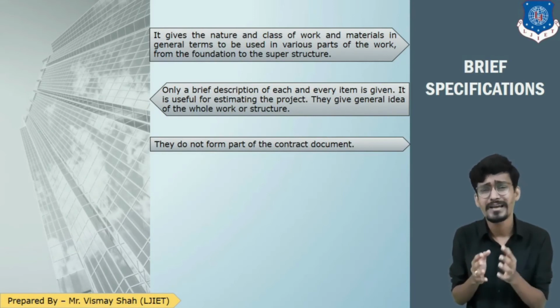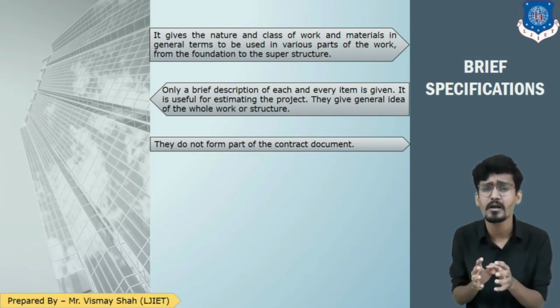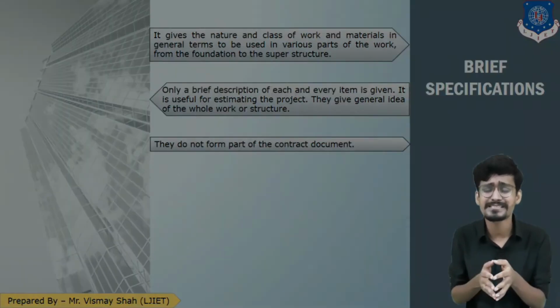So I hope we are clear about the brief specification. In summary, I can only say that a brief specification gives the outline, the general overview of the work. On the basis of that, you can prepare an estimate of the work. But to execute the work, you require a detailed specification. So now let us discuss that.